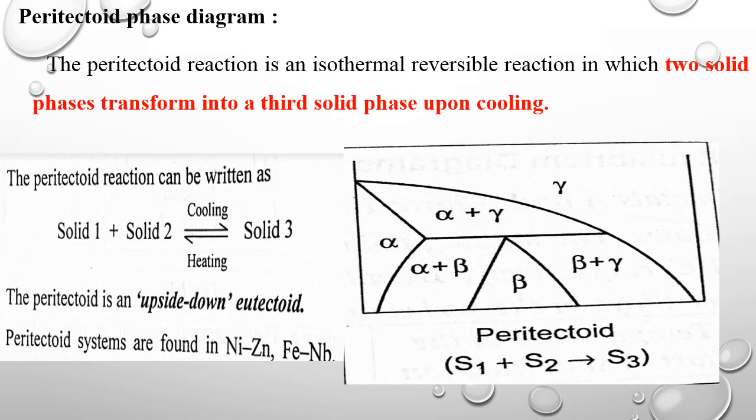And the peritectoid phase reaction. This is the same, where two solid phases transform into a third solid phase upon cooling. The reaction is written as solid 1 plus solid 2, on heating and cooling, gives solid 3, which is otherwise known as the upside-down reaction.